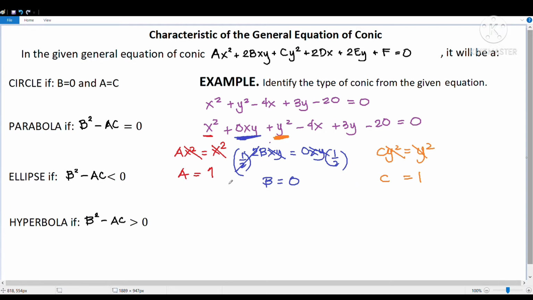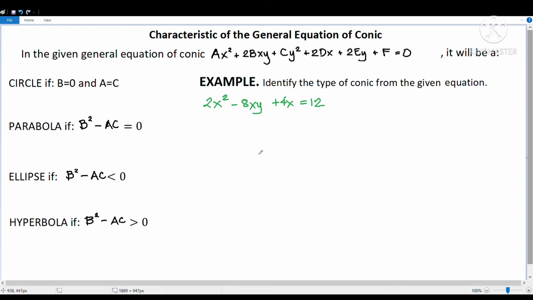Since we already have the values of a, b, and c, let's check which conic section the given equation is. First thing to do is to check if b is equal to 0. Yes, b is equal to 0. And then, is a equal to c? Yes, a is equal to c because a is 1 and c is equal to 1. Therefore, this given equation is a circle.